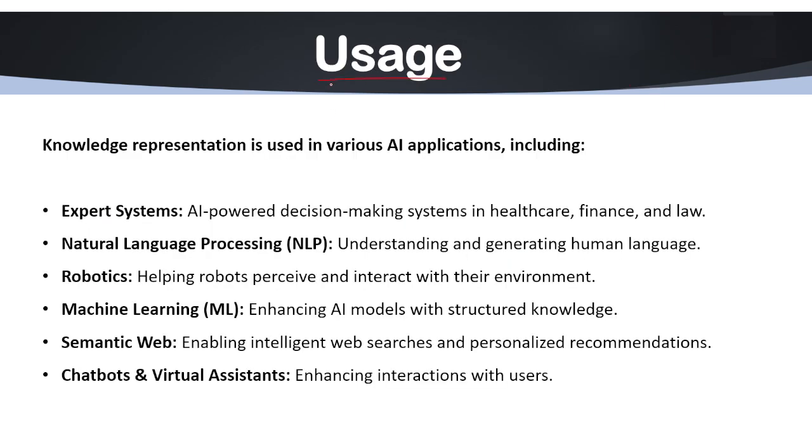Next are the usages of knowledge representation in AI. So knowledge representation in AI includes expert systems. As we all know, AI-powered decision-making systems in healthcare, finance, and law. Expert systems can also be used in gaming processes, right? It is also used in natural language processing that we have already discussed in some previous session.